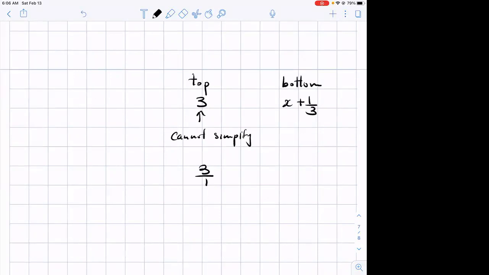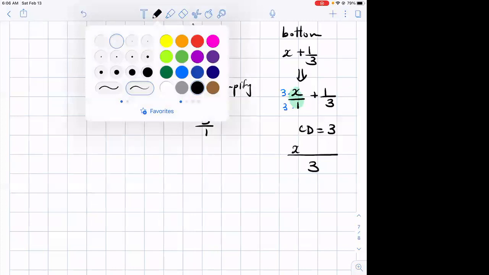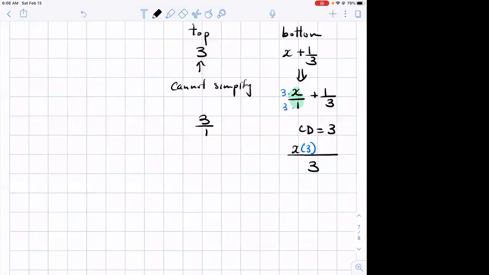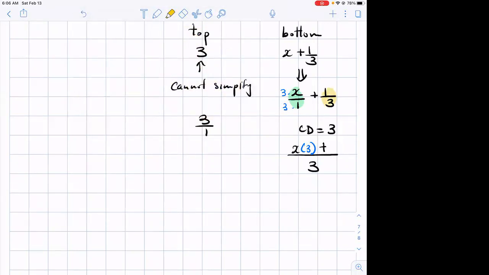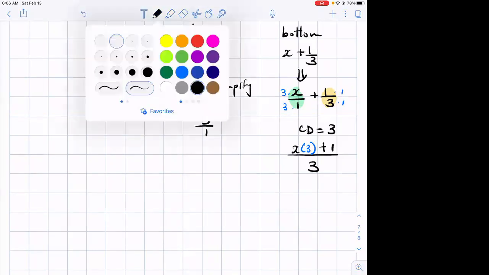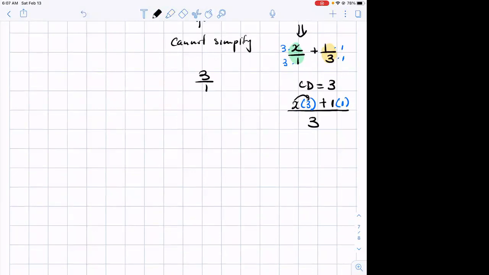But on this part here, this one here is x over 1 plus 1 over 3. So we have a common denominator of 3. And if my common denominator is 3, it means that for this fraction, I have to multiply the top and the bottom by 3. So this becomes x times 3 plus, if you look at this fraction, the common denominator is already 3, so all I'm doing is multiplying the top and bottom by 1. So we have 1 times 1. Now when we distribute, x times 3 is 3x. 1 times 1 is plus 1 over 3.